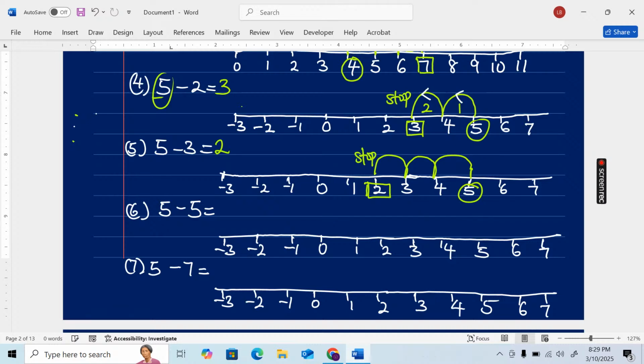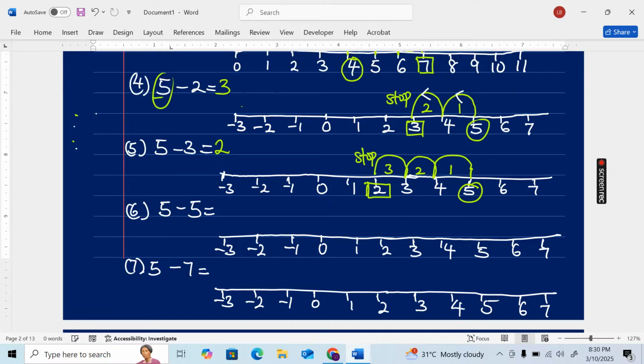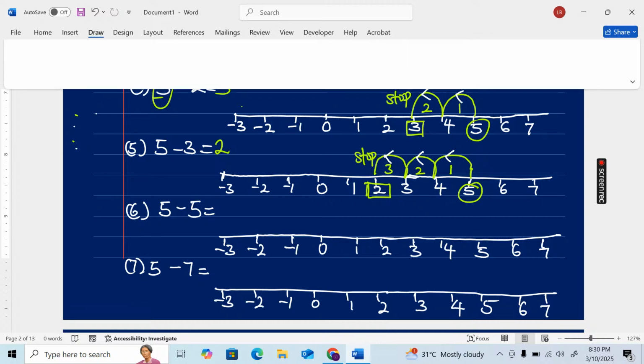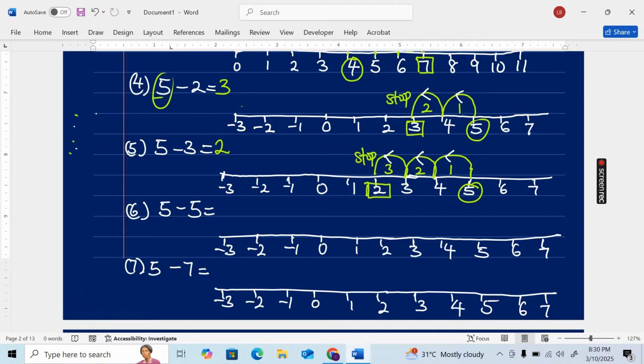That was where we stopped. We counted from 5. 1, 2, 3. We subtracted 3, and our answer is 2. So let's go ahead and show our arrows facing the left. That will help anybody know what you did. All right. Now moving on to the next one, which is 5 minus 5. Locate 5 on your number line. Then we have to subtract 5, which means we're moving to the left 5 times.